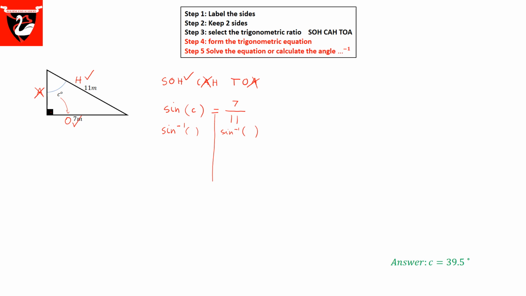Right, so what happens if I apply sine minus 1 on both sides? Well, sine and sine minus 1 are inverse operations of each other. So this means that on the left hand side, I'm left with C. And on the right hand side, well, I'm going to apply sine minus 1 to what? To 7 over 11. Now you pick up your calculator, you type sine minus 1, 7 over 11, close the brackets, and your calculator should give you the answer of 39.5. And this is where you're going to get your marks. Your first mark is always for writing the correct equation, and then you will get a second mark for working out the actual angle.